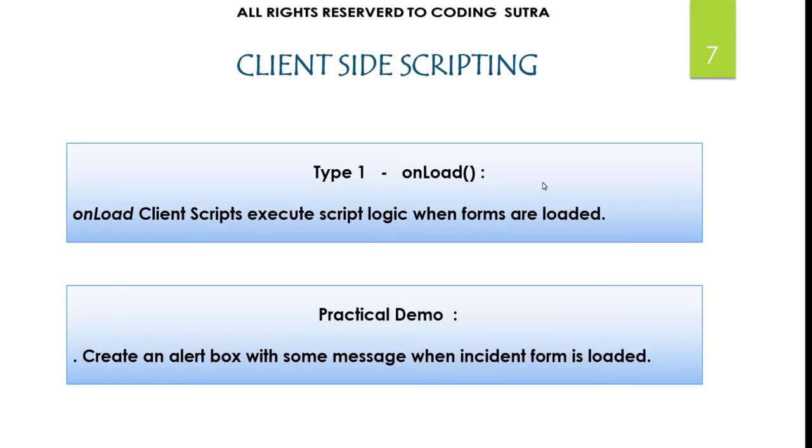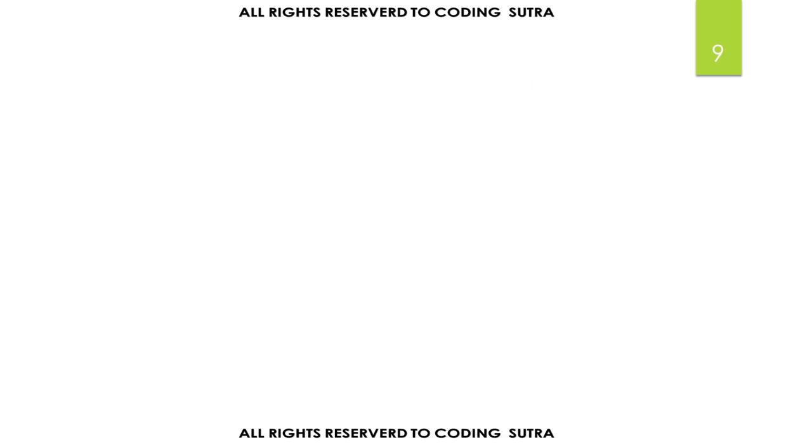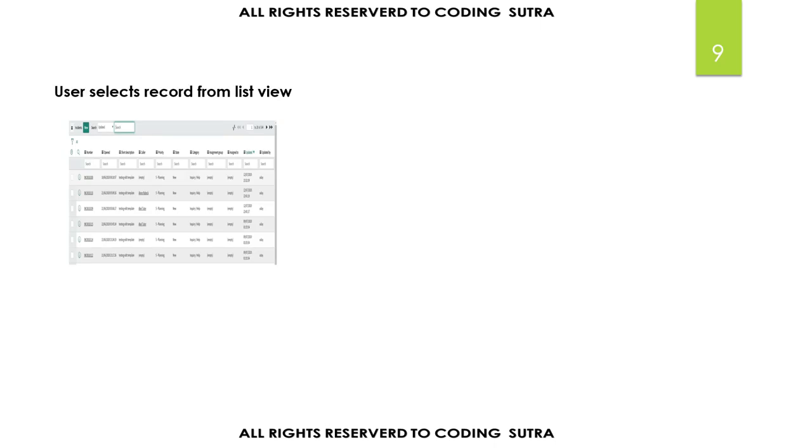Now let's get back to our PPT and look at the life cycle of the onload client script. Firstly, the list view is opened. The user selects a record from the list view. In our case, it was incident. It can be any table as per the requirement.